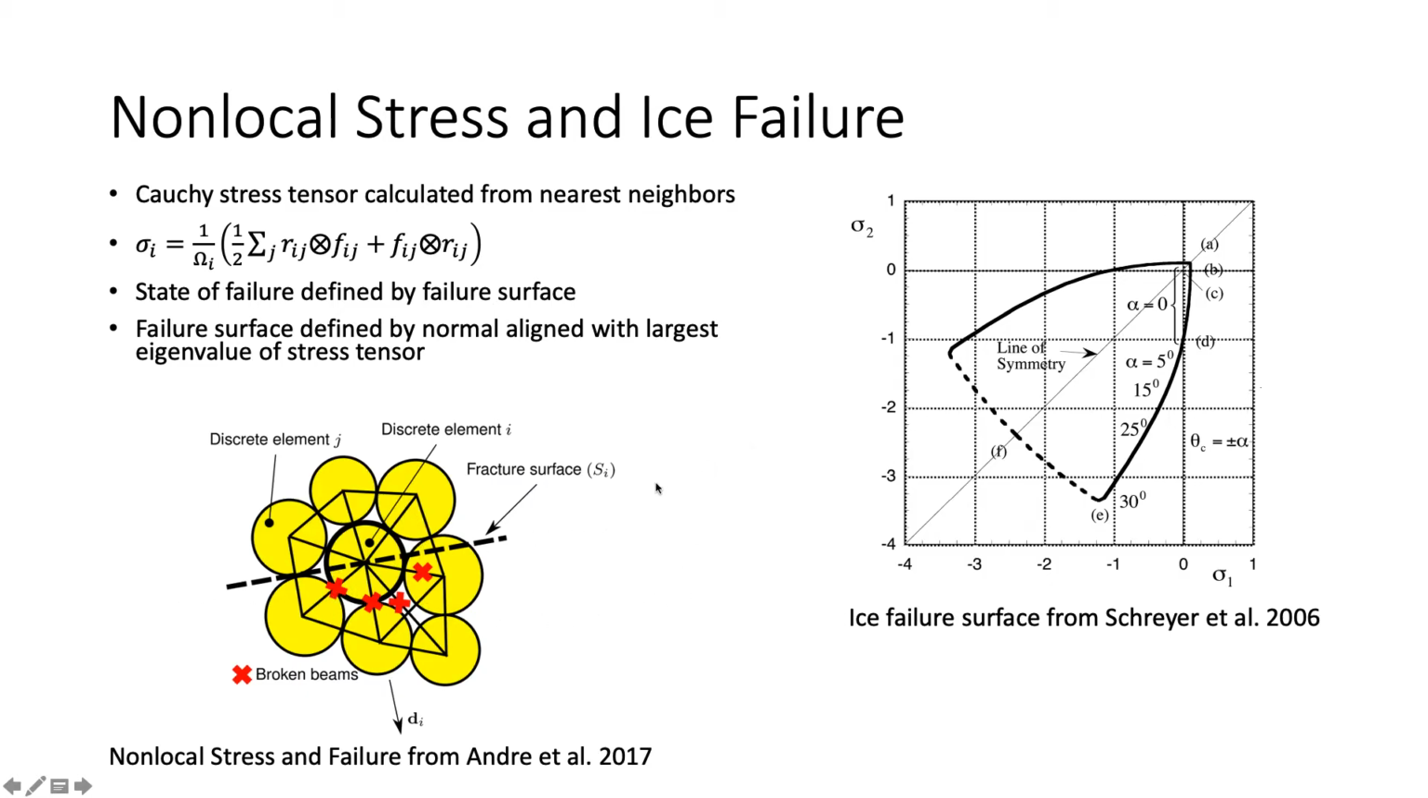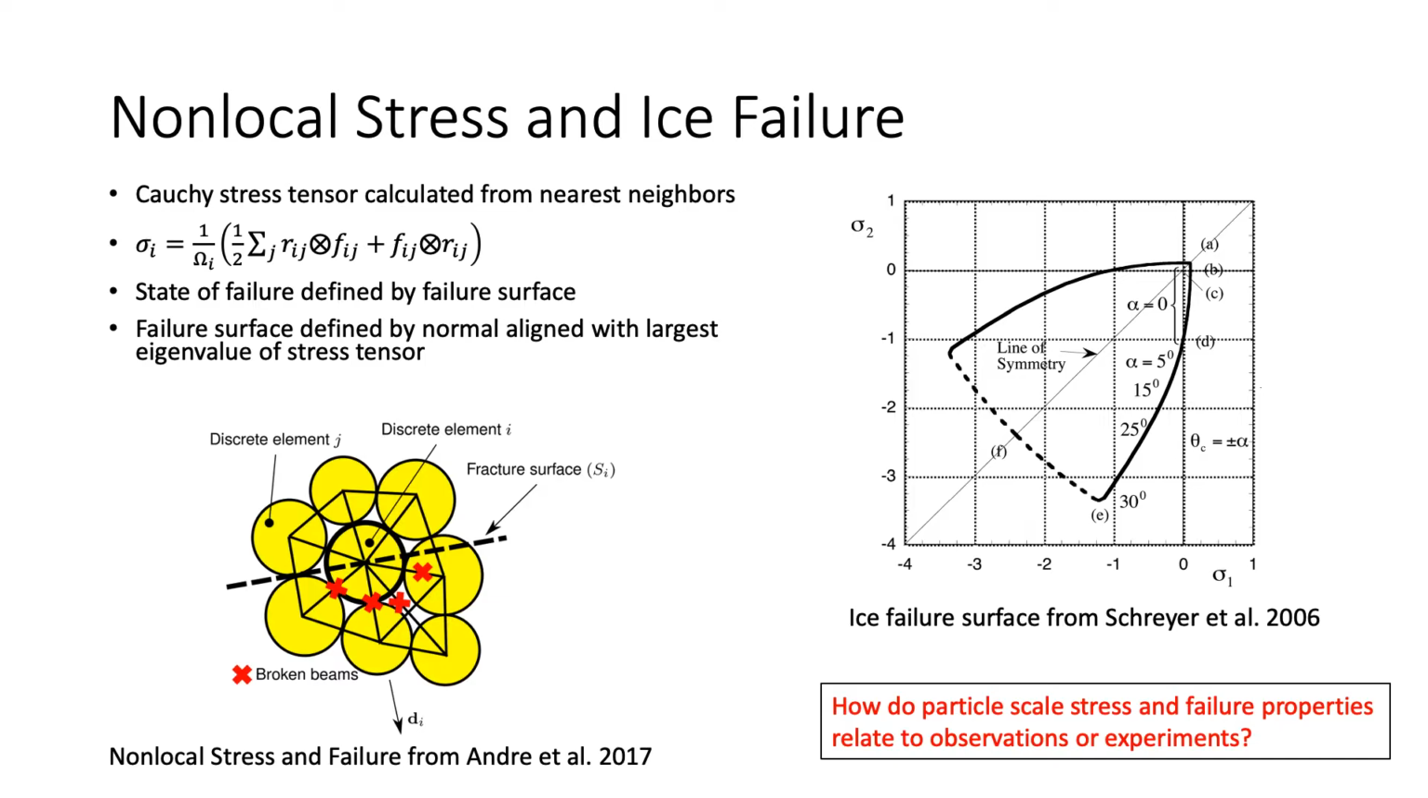Okay. And again, the criterion that's used here is we'll evaluate the stress against some sort of failure surface. So on the right here, we're seeing a failure surface from Schreier et al. in 2006, a more Coulomb type failure surface. And that's what we use as well in our code. Okay.